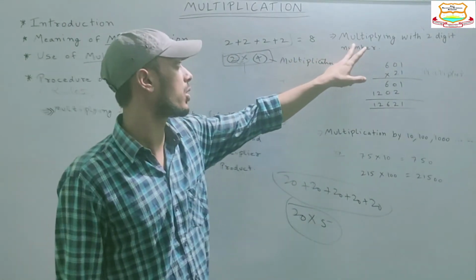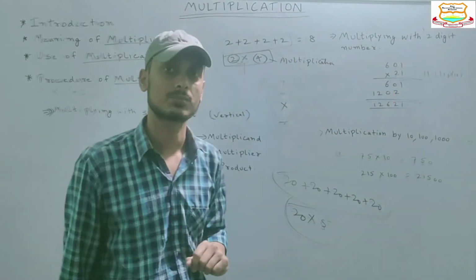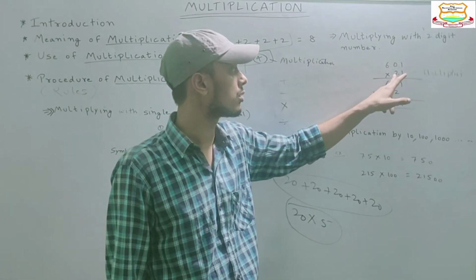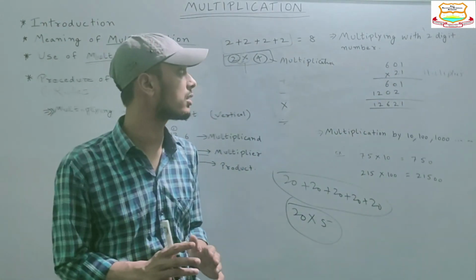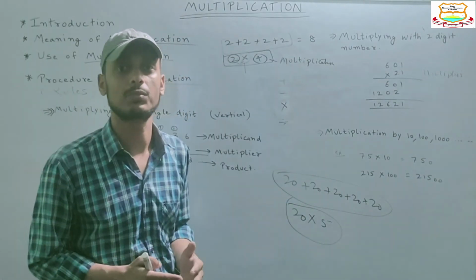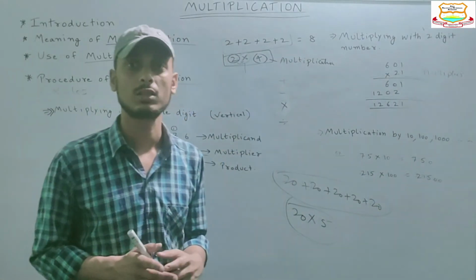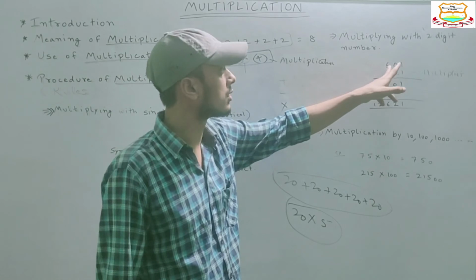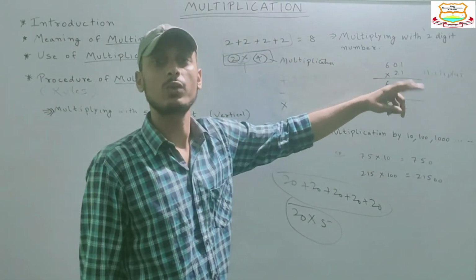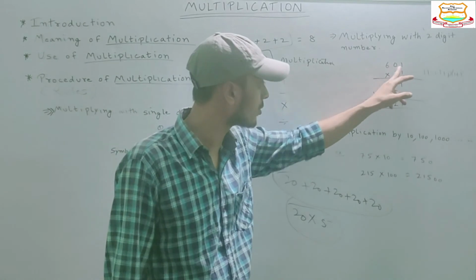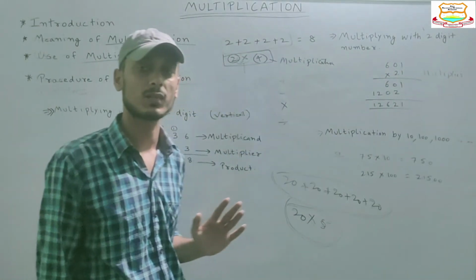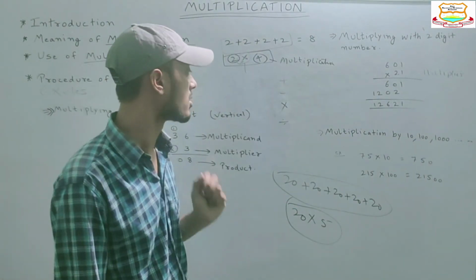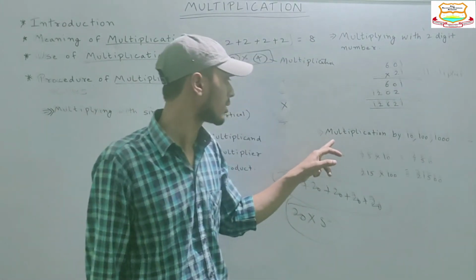After that we learned about multiplying with two-digit numbers. We saw the example of 601 multiplied by 21. Multiply is sometimes also called 'into'. The word multiply is sometimes also called into. We can read it as 601 into 21. We can also read it as 601 multiplied by 21. In both ways we can read it. The meaning is the same.